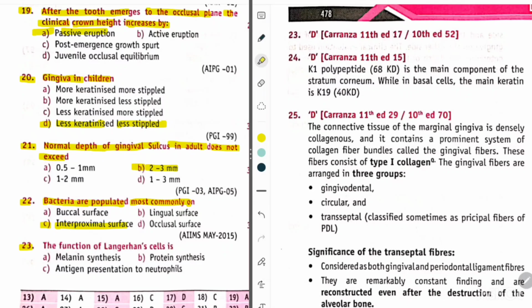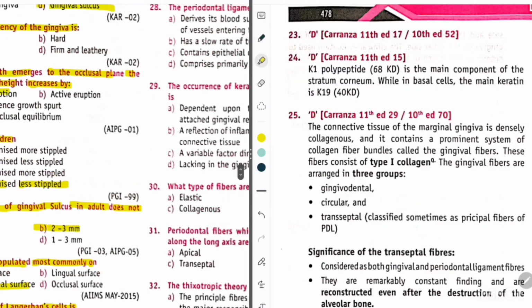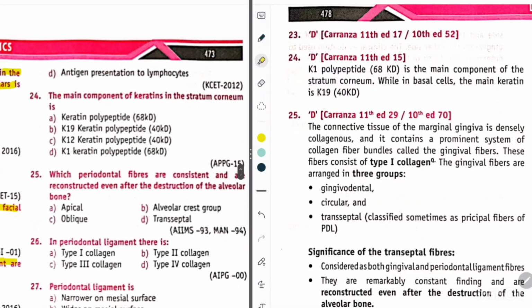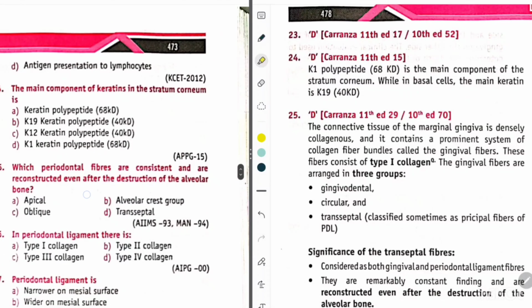Question 23. The function of Langerhans cells is option A melanin synthesis, option B protein synthesis, option C antigen presentation to neutrophils or option D antigen presentation to lymphocytes. So its answer is antigen presentation to lymphocytes. We have studied about it in question number 1.